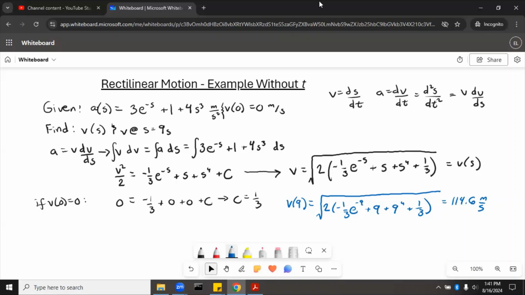So basically what you do on problems like this, the problems without t, you have to remember that the integration is going to be a little bit different. Because you separate and integrate and you get v and a dv, then you have to integrate and get the v squared over 2 and not just plain v. So it'll generally have a square root in your answer.